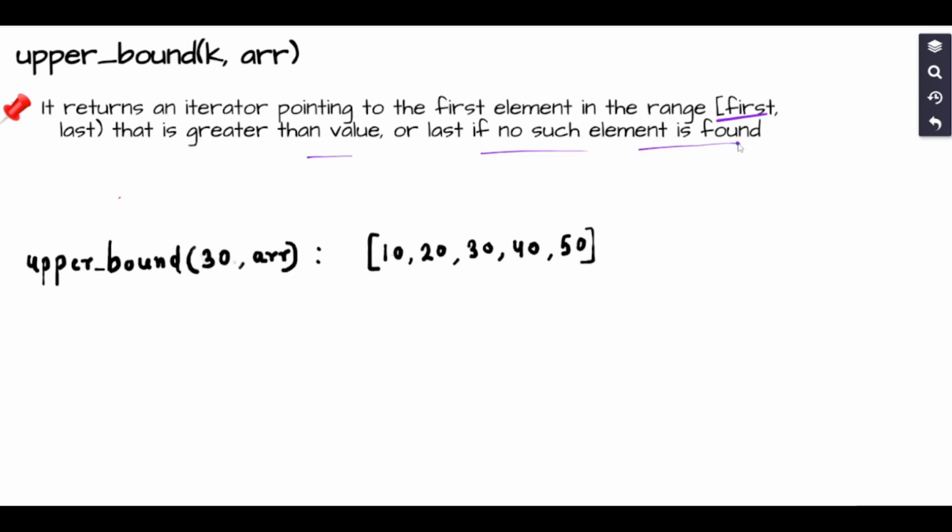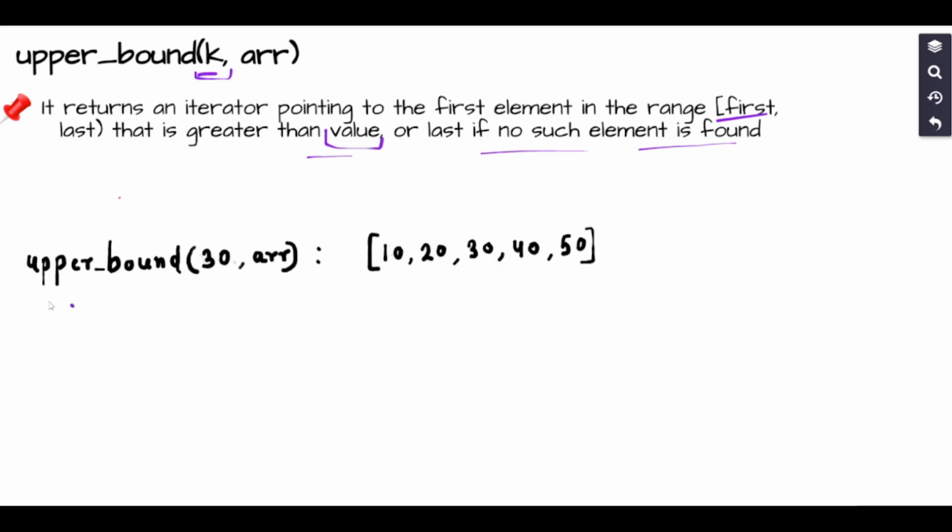That means the element to which this iterator is pointing is greater than the value that we are passing. So the element to which we are pointing must be greater than k.